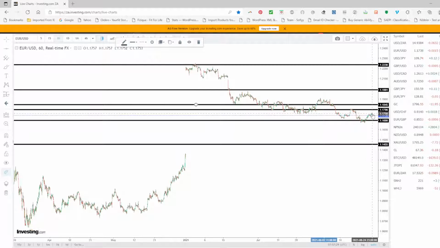Is there an area here? Well, yes, price touched there and there and there and there. So yes, there is one. So let's draw it.